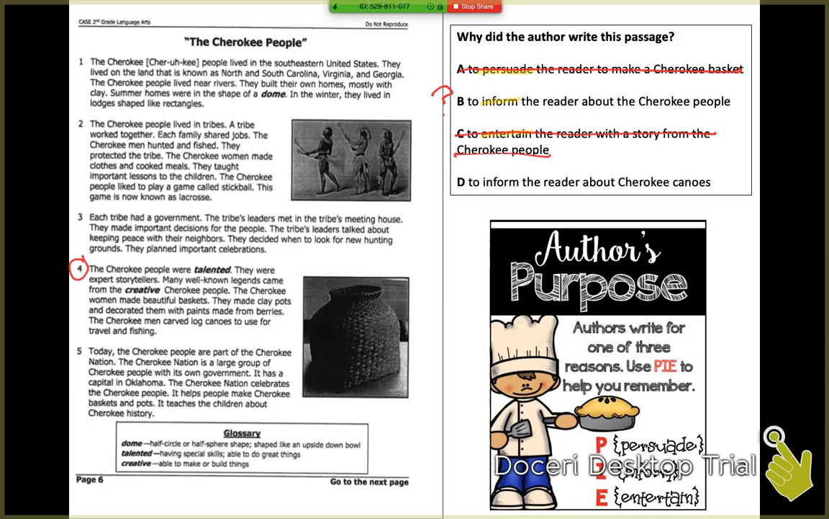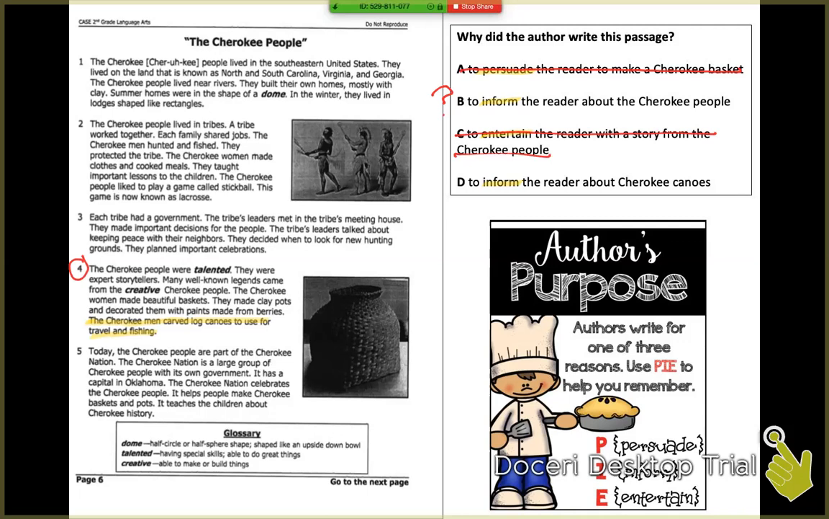And then the last one says that the author was trying to inform the reader about the Cherokee canoes. Well, he did inform me about the Cherokee canoes here in paragraph 4. It says the Cherokee men carved log canoes to use for travel and fishing. But the whole purpose for this entire text, I don't think was just informing about those canoes. I think we can all agree that the author is definitely informing us. There was a lot of facts and a lot of information through this.